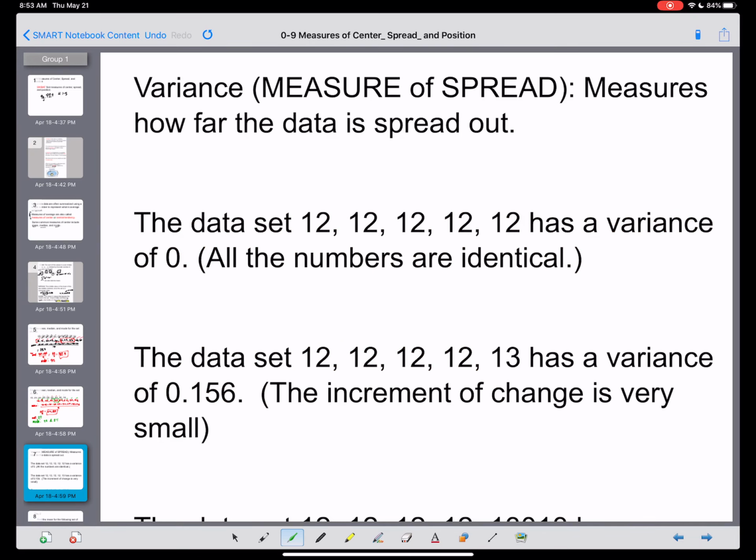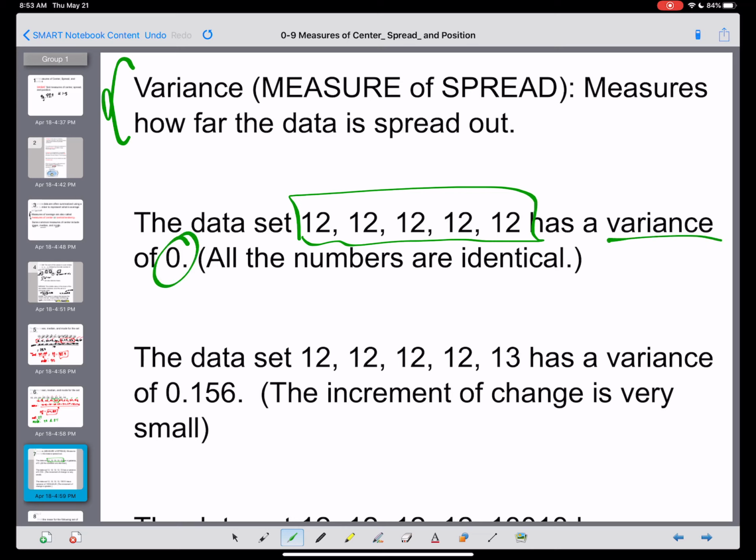The next thing that we want to talk about is this thing called a variance. It's the measure of how far data is spread apart. So here are some examples. My first list is all 12s. Notice that the numbers aren't spread apart. They're all the same. So my variance is 0.